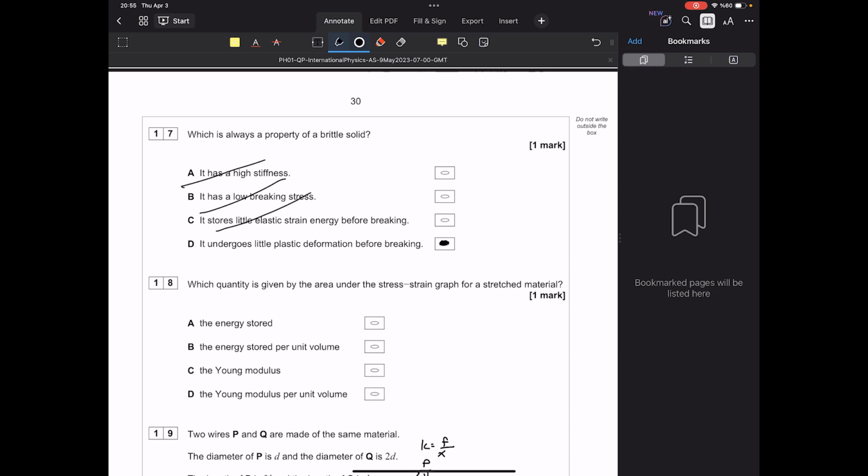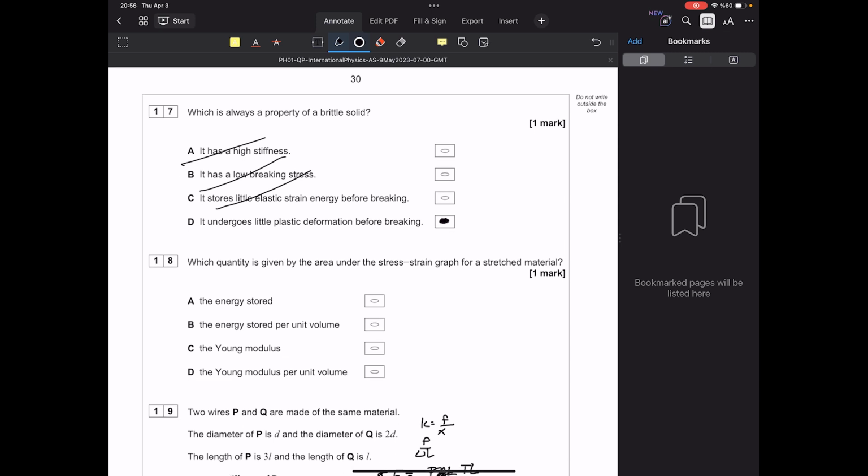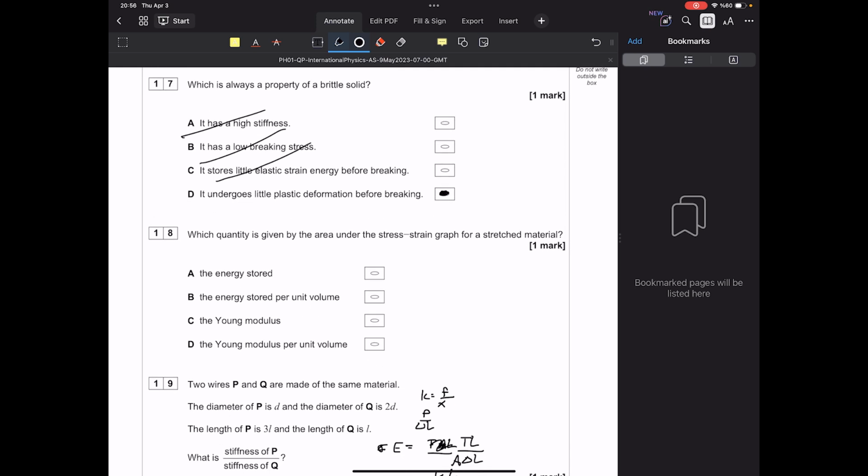For us, a brittle solid barely goes beyond the elastic limit, so it barely undergoes any plastic deformation. Which quantity is given by the area under the stress-strain graph? Now, you can have 2 types of graphs in this topic. Those are the tension to extension graphs, which will be linear until it's not. So the relation here is T equals K delta L. This is Hooke's law. And the most important thing about this graph probably is that the area under it is the elastic potential energy stored in the thing.